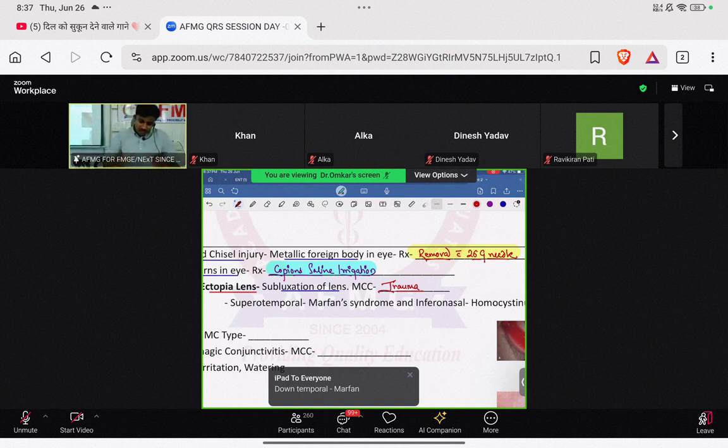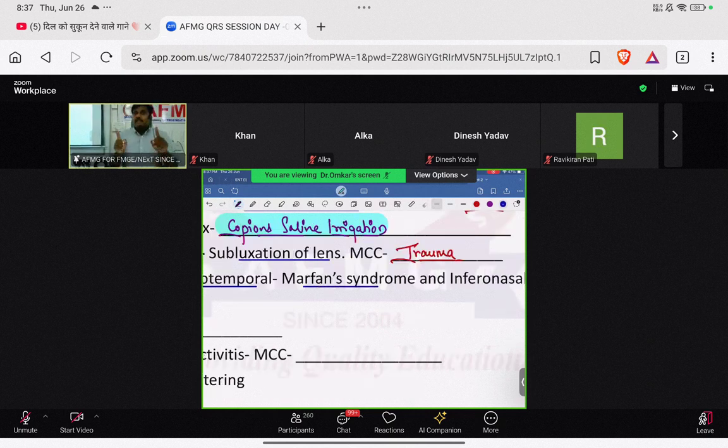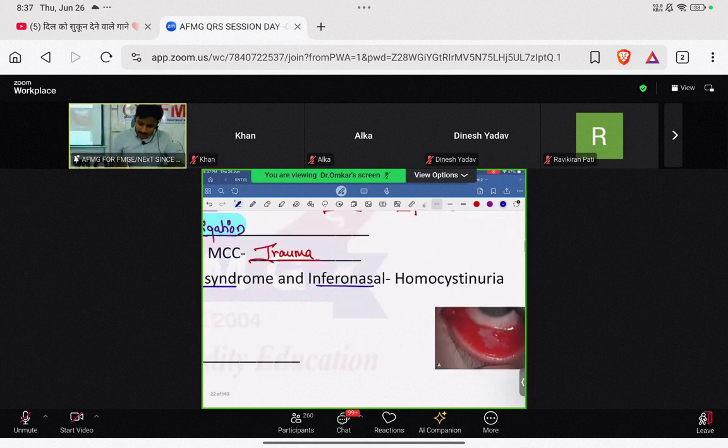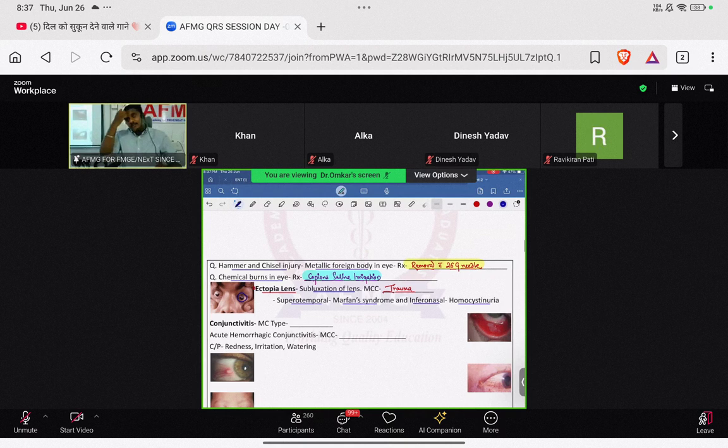The only difference is the direction. If there is a superotemporal lens dislocation, it is a case of Marfan syndrome. So if the lens is going upwards and outwards, that is Marfan syndrome. If there is an inferonasal lens dislocation, it is homocystinuria. What is the gene mutation in Marfan's? It is a fibrillin 1 gene mutation on chromosome 15. Fibrillin 1 gene mutation on chromosome 15 is the cause of Marfan's syndrome.